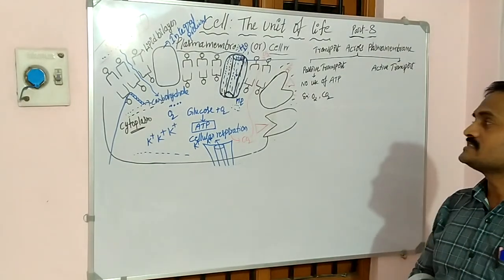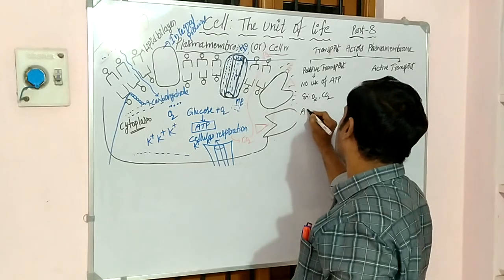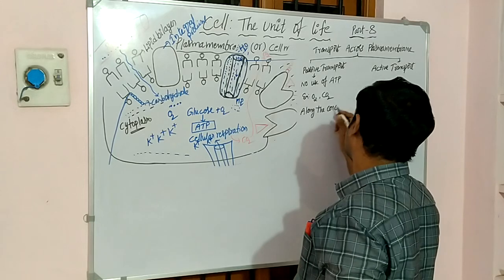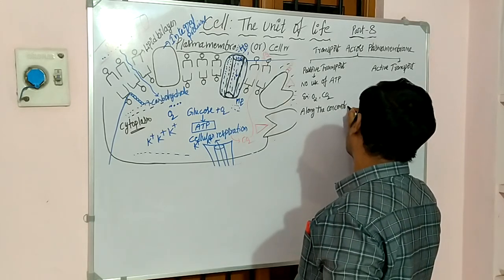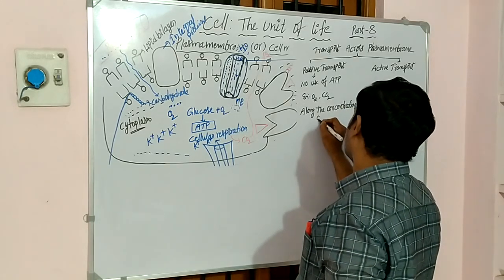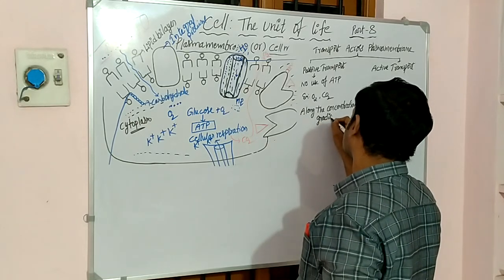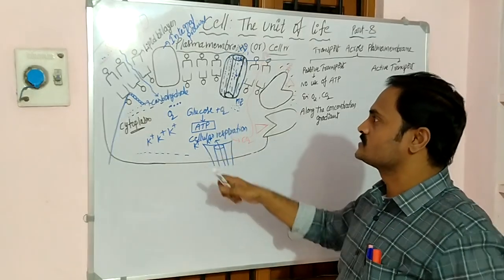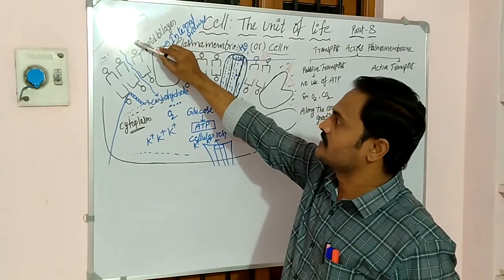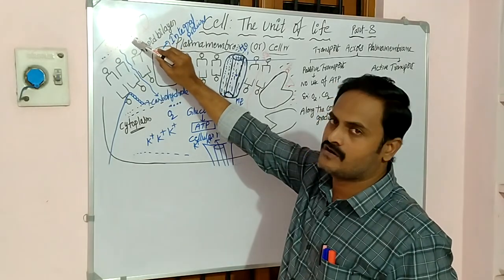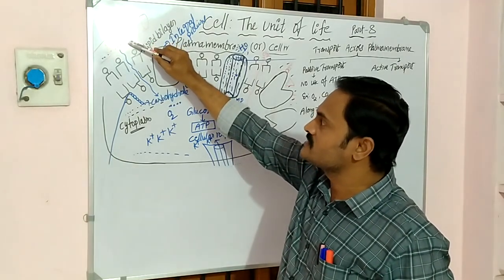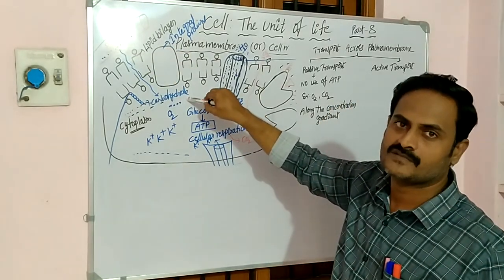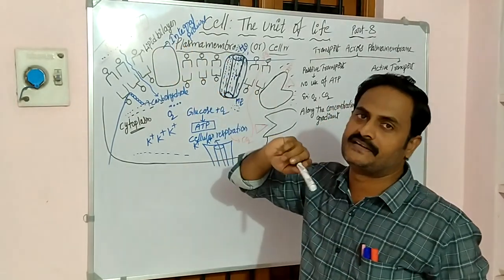By one process, that is called movement along the concentration gradient. So what does concentration gradient mean? Suppose the outside of the cell has a rich amount of oxygen, then the oxygen diffuses into the inside of the cell. So there is no utilization of ATP.